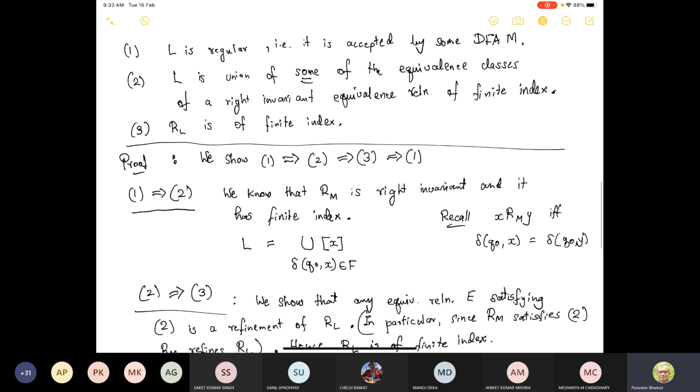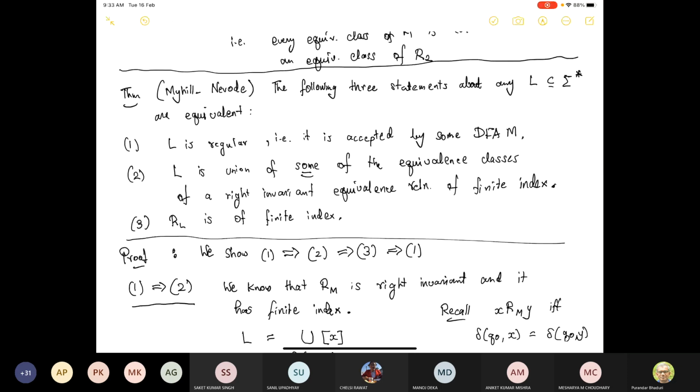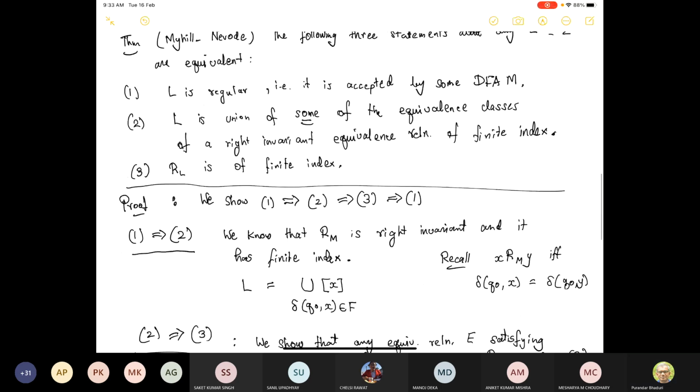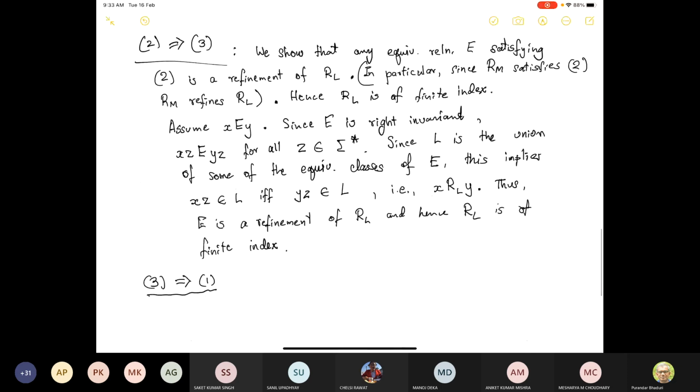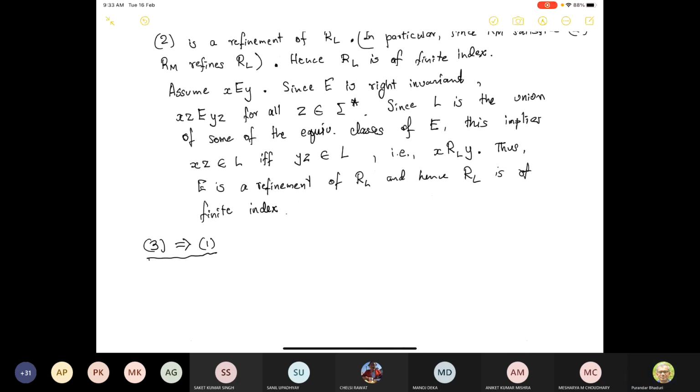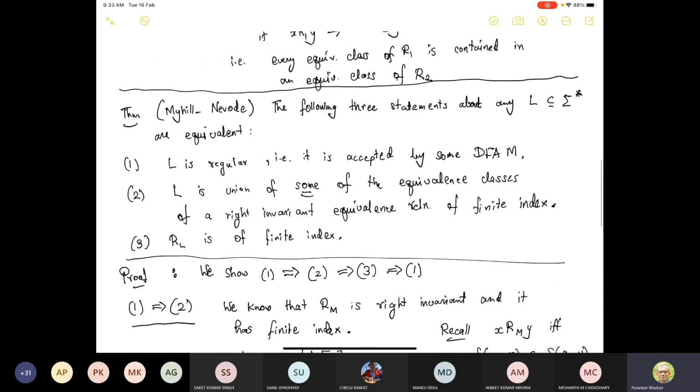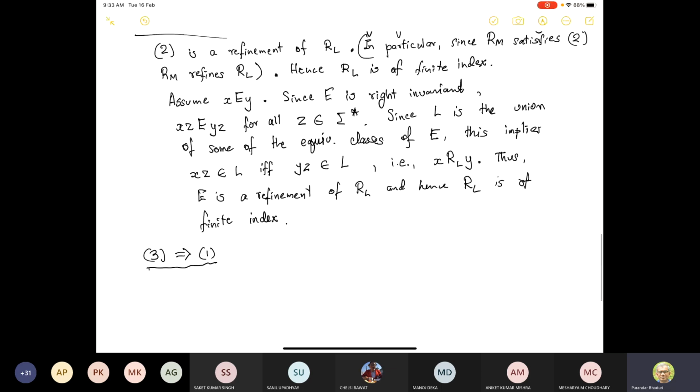But before we do that, let's look at the statement of the theorem again. Okay, so 3 says R_L is of finite index. And 1 says L is regular, that is, it is accepted by some DFA. So we'll of course proceed by assuming that R_L is of finite index, and then come up with a DFA. But first we show that R_L is right invariant, because this will be used in the proof.